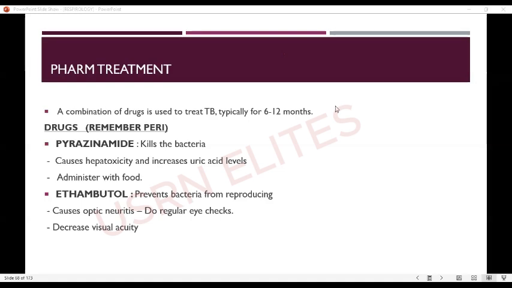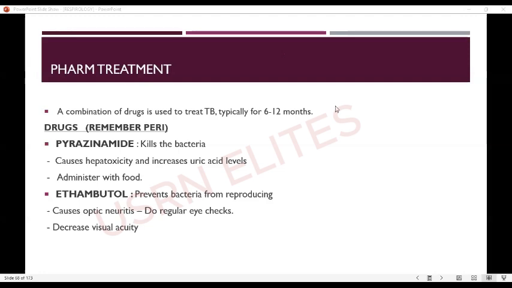Ethambutol, what should you know? It prevents the bacteria from reproducing. Its side effect is what matters. It causes optic neuritis, which is inflammation of the optic nerve, so anytime you give ethambutol, watch for it.